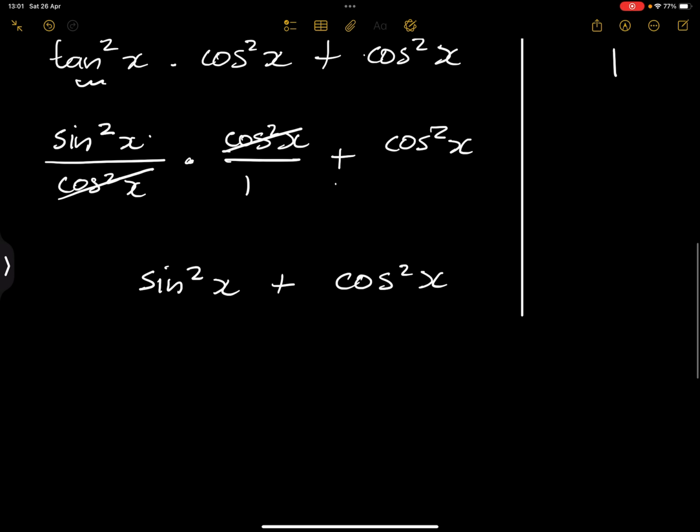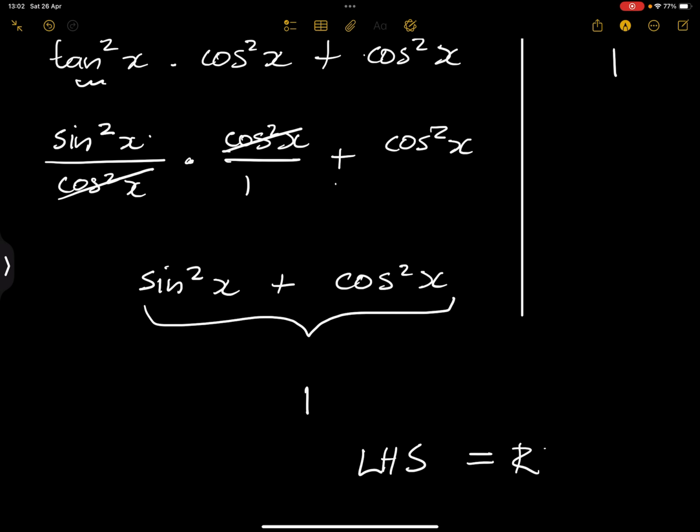And what do you note? In this case, we've got our square identity. We know that the sine squared of any angle plus the cos squared of the same angle will simply give us 1. And so what do we have? Left-hand side equal to right-hand side.